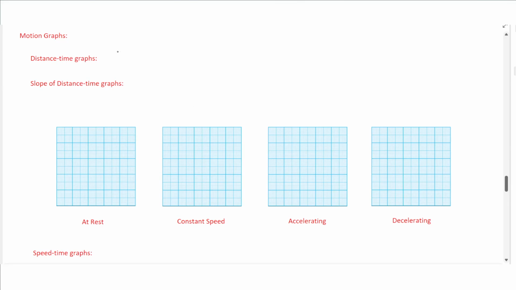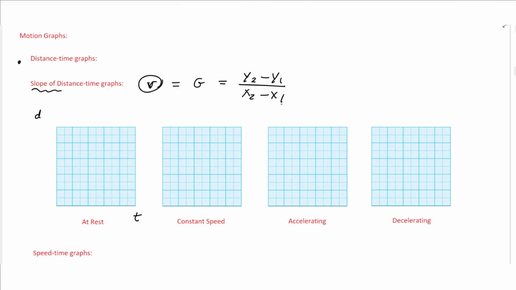As for motion graphs, there are 2 types of graphs used in paper 4 or paper 2. There is the distance time graph, so you have distance on the y-axis and time on the x-axis, and the slope or the gradient of the graph is equal to the velocity. So whenever you're required to calculate the velocity from a distance time graph, you say that the velocity is equal to the gradient, and you calculate it using y2 minus y1 over x2 minus x1.